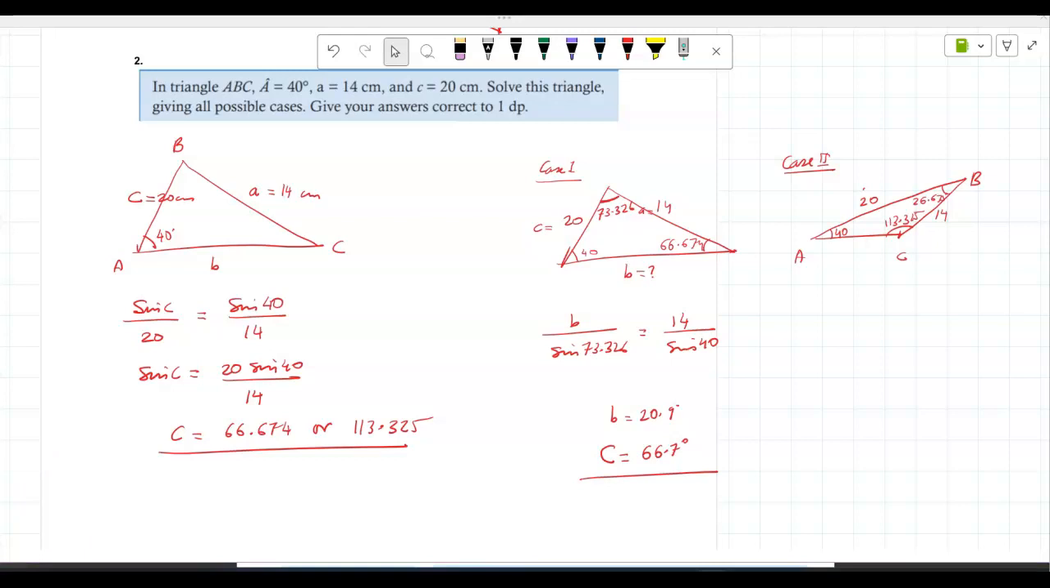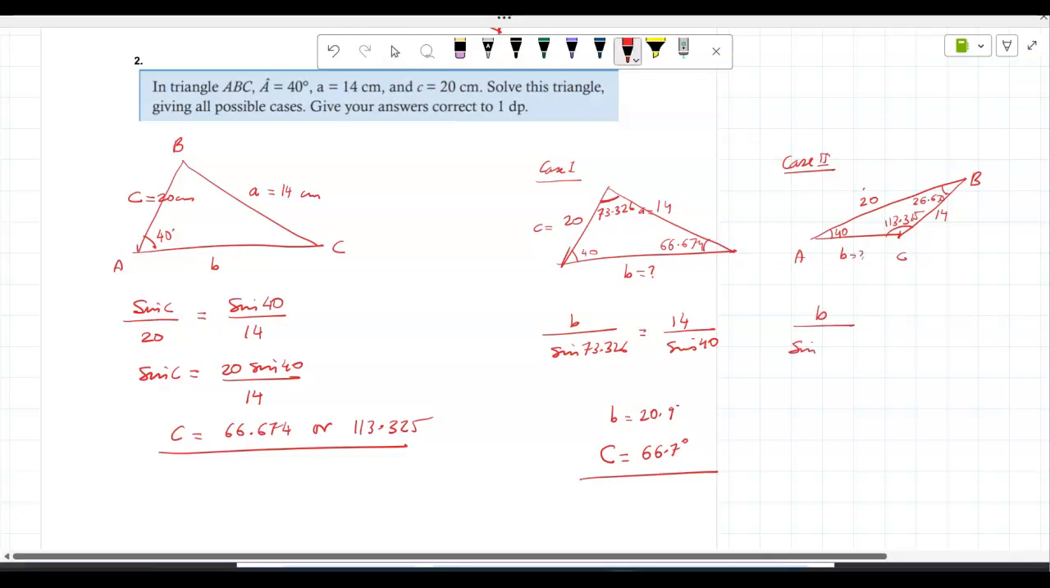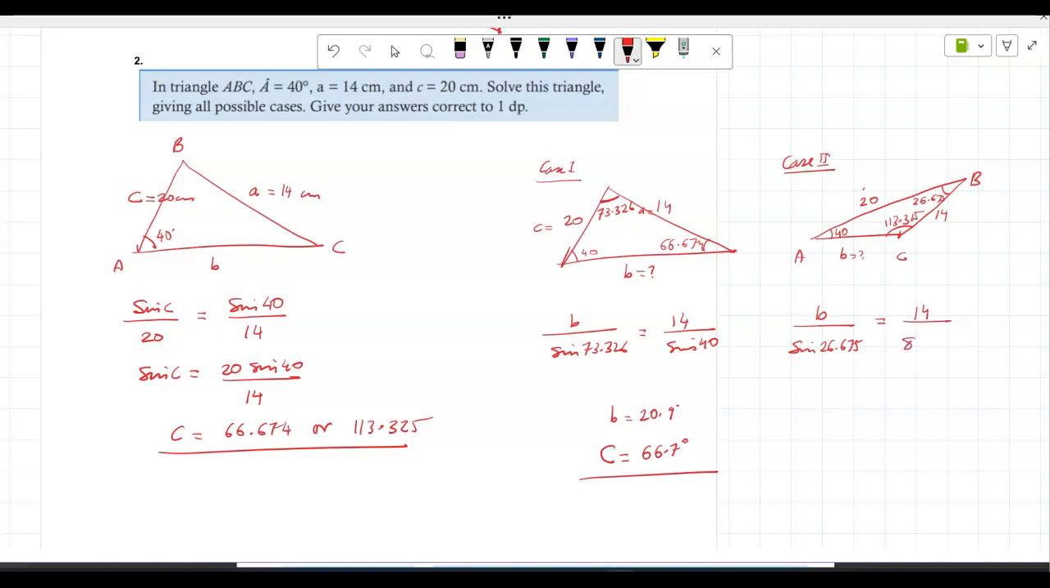So if you're finding this b, you will have b upon sine 26.675 is equal to 14 upon sine 40. If you cross multiply, what did you get? 9.79. Correct. And this angle C now, here you'll write your angle C as 113.3 degrees.